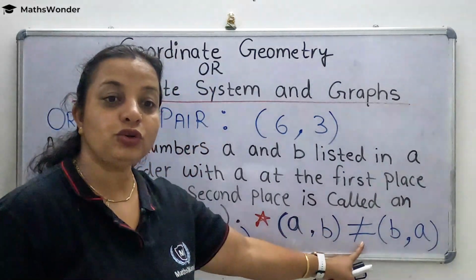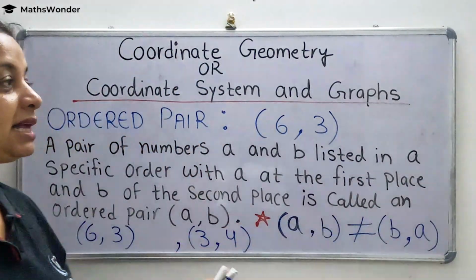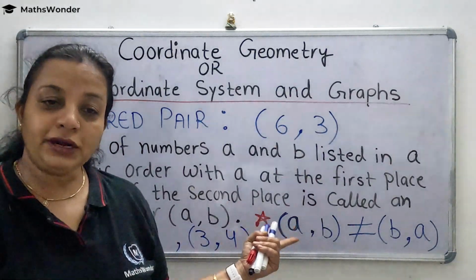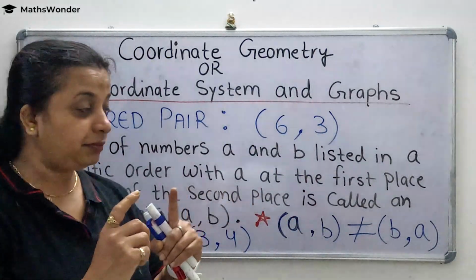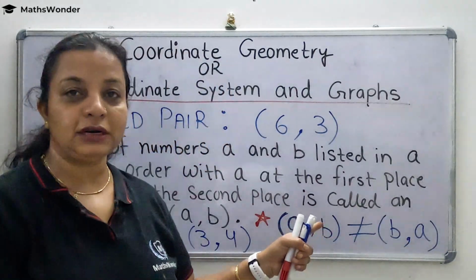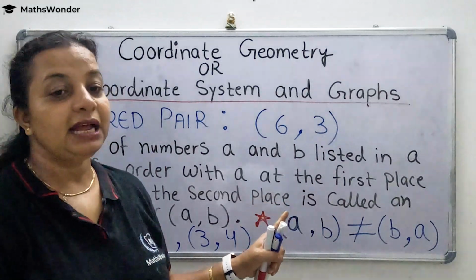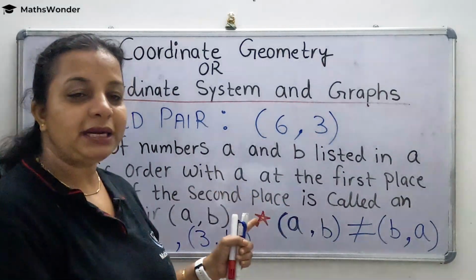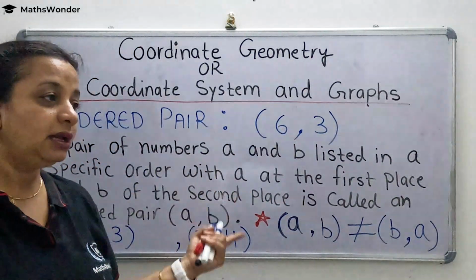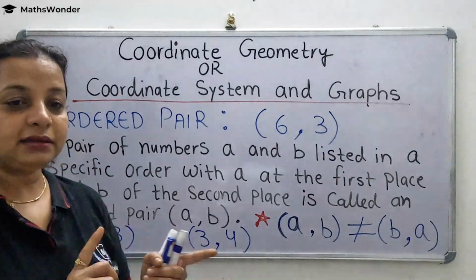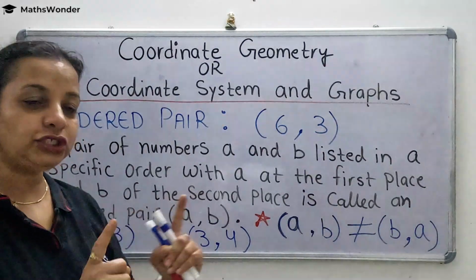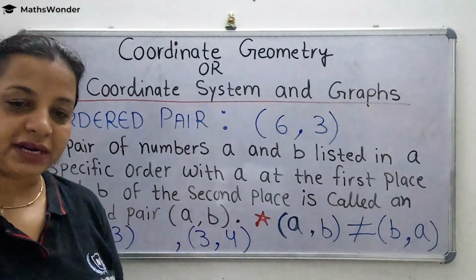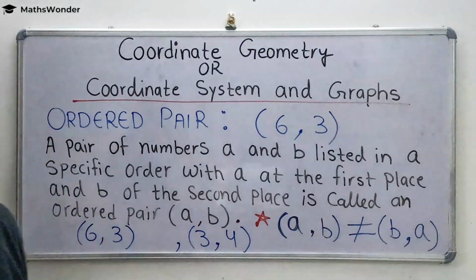A comma B is not equal to B comma A. B comma A is a different ordered pair. You can't change the sequence, like the properties we learned for integers, numbers, rational numbers. There is a subtraction and division property: if you change the order, the meaning will be different. Okay, understood?